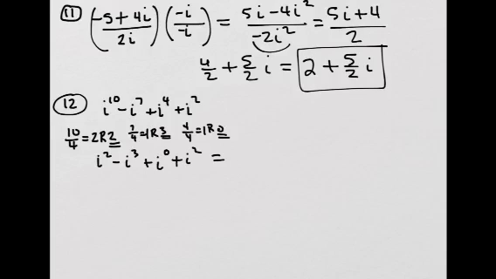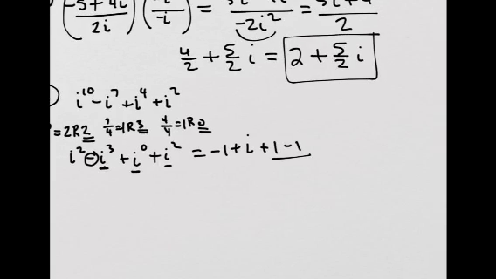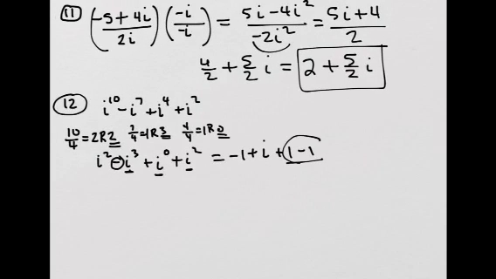Okay, so i squared is negative 1. i cubed is negative i, but then there's a negative in front of it, so it becomes plus i. This is 1, and this is negative 1. Okay, so 1 minus 1 here is 0. Sorry about that. So this one cancels, and you're just left with negative 1 plus i.